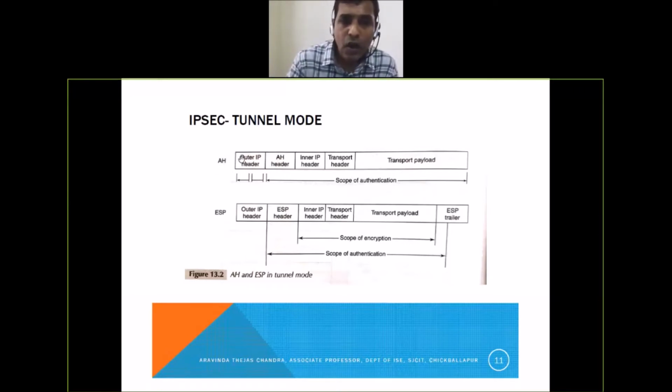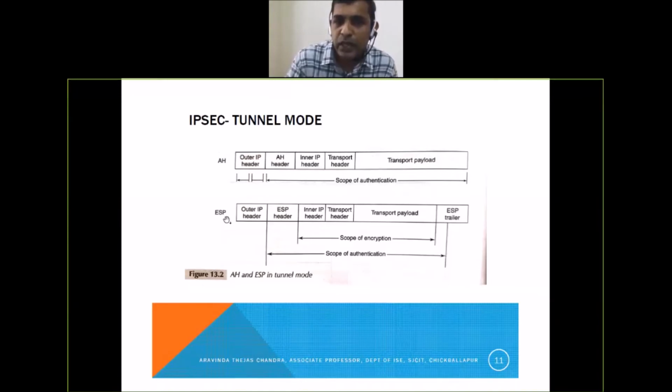So in tunnel mode, for AH, there is the outer IP header, which is the new IP header that is computed, and the inner IP header. Between the outer IP header and inner IP header, the AH header is placed. See the difference: in the previous transport mode, AH was placed between the IP header and transport header, whereas in tunnel mode, the AH header is placed between the outer or new IP header and inner IP header. And the scope of authentication is from the AH header to the transport payload. These fields are authenticated.